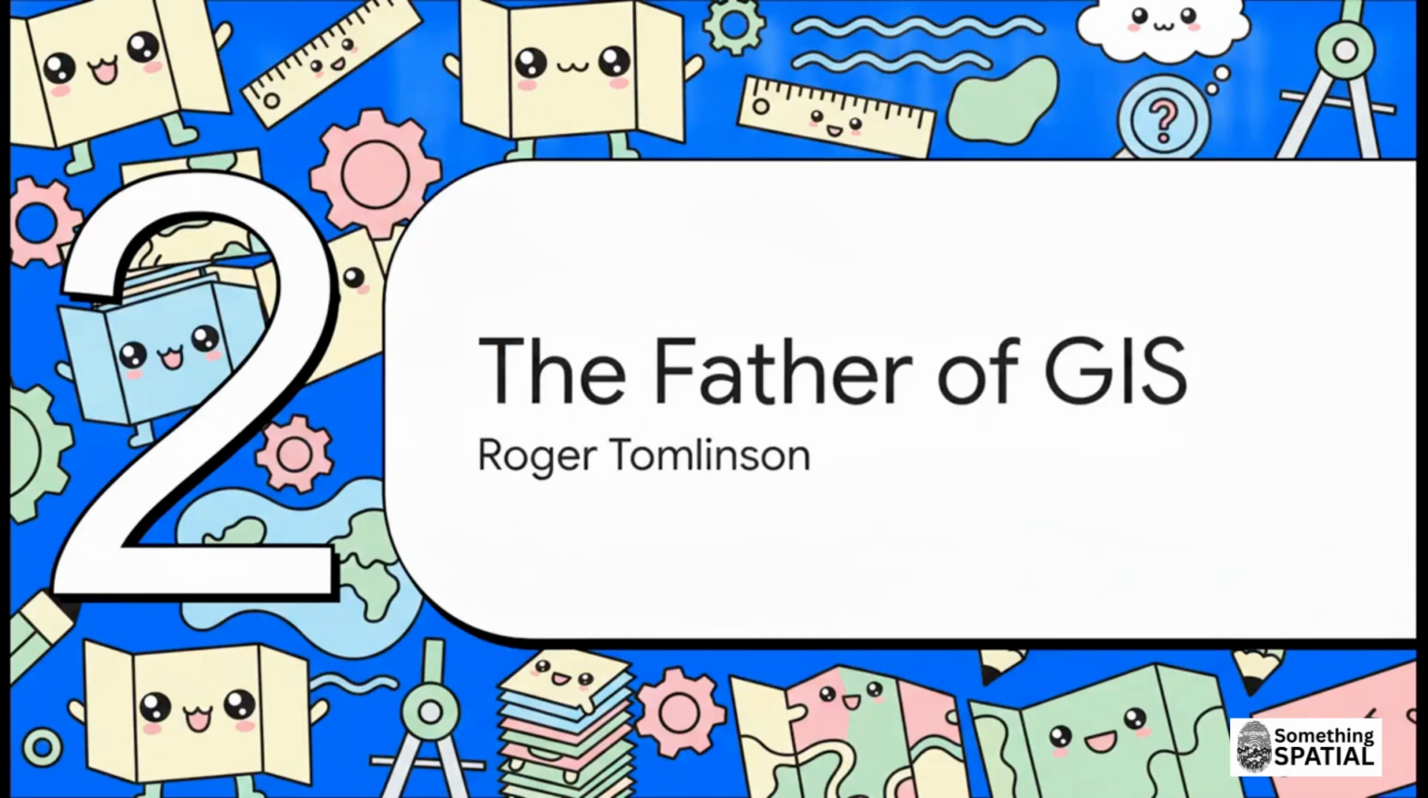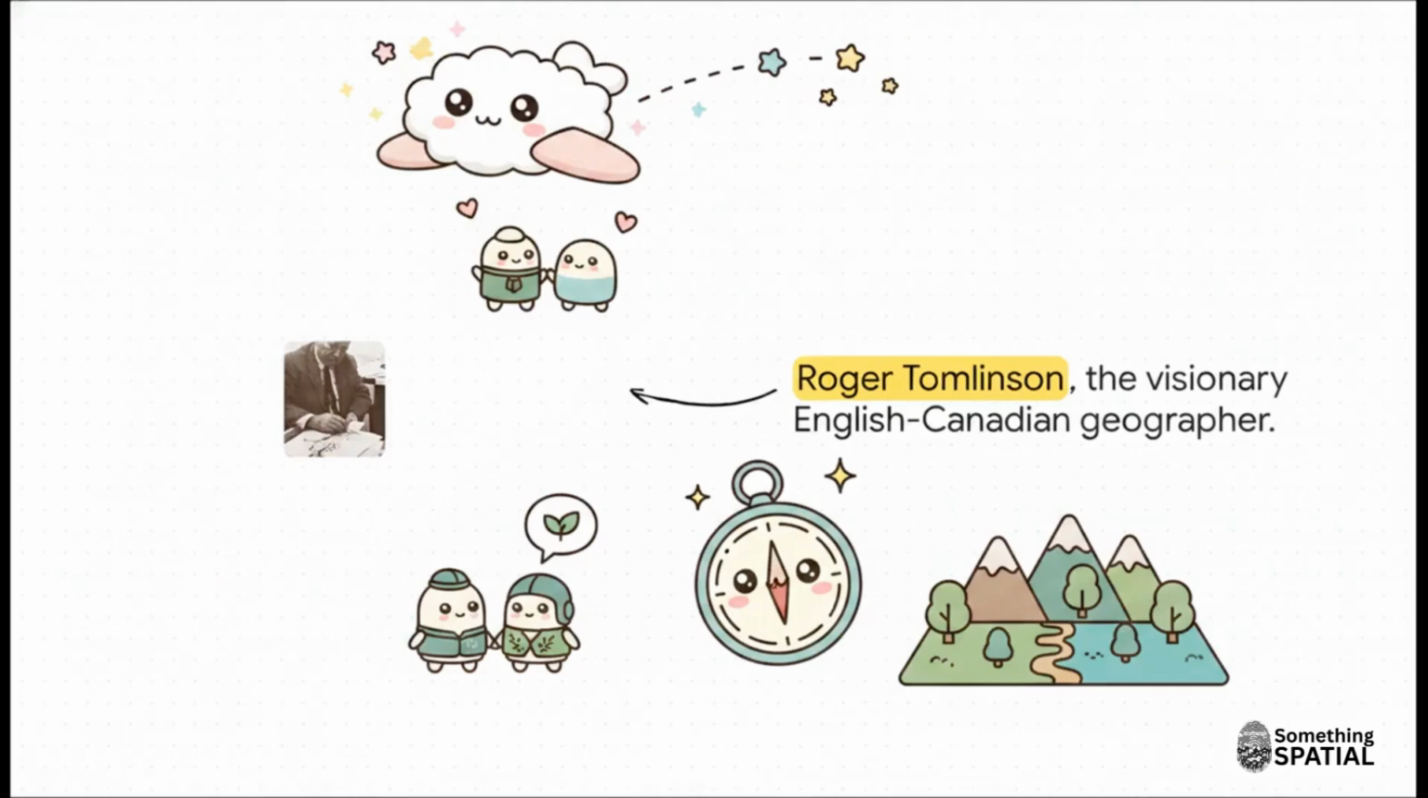Moving on to Section 2, the father of GIS. So, where did this brilliant concept actually originate? Well, our professional family tree traces back to the early 1960s, which was a time when manual mapping was literally hitting its breaking point. Enter Roger Tomlinson, a visionary English-Canadian geographer.